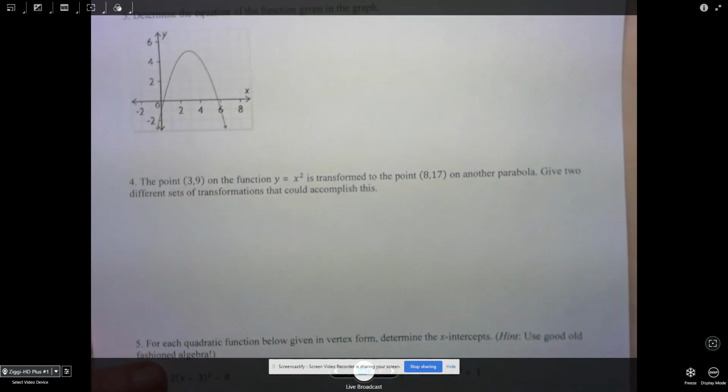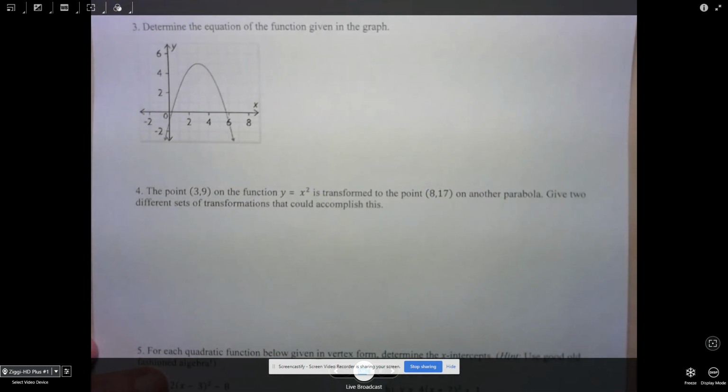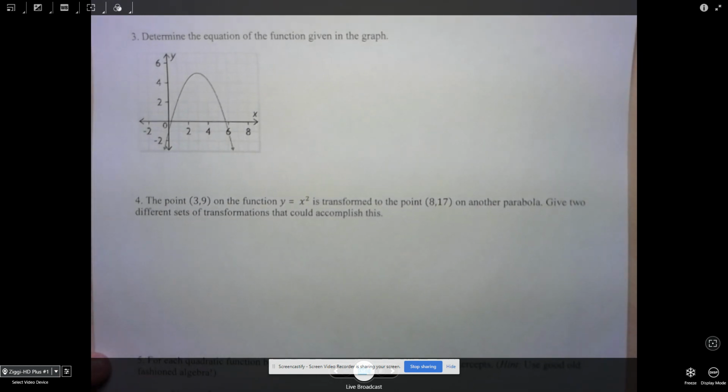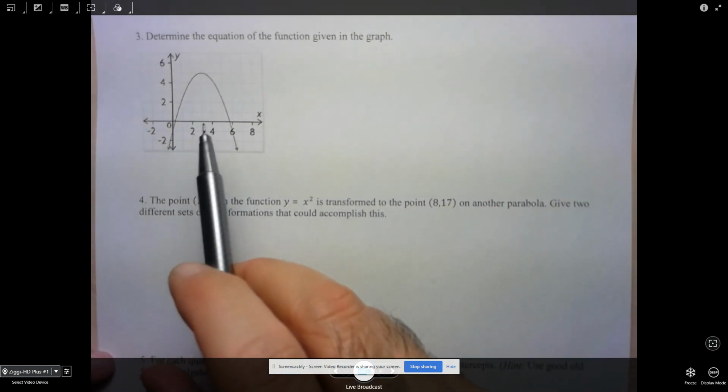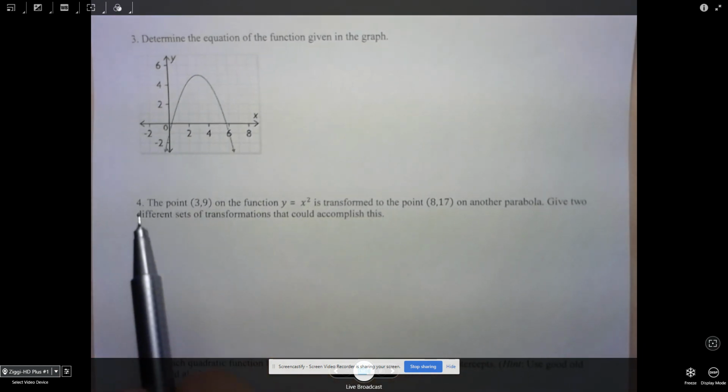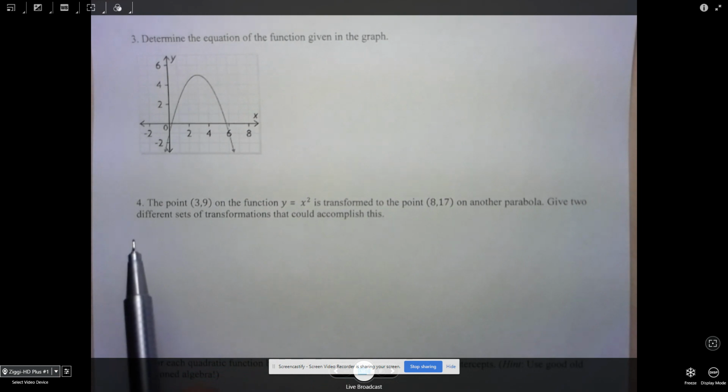Okay, so in this one here, they're asking you to determine an equation given the graph. So now we're going from a graphical model, again, to an analytical model. So take some time, maybe 5 minutes to work on this one here, and we'll take it up. So please stop the video, and we'll be back in a bit.